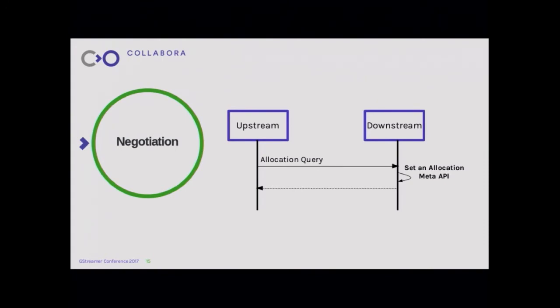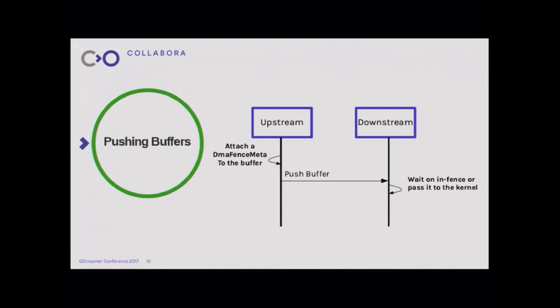So the allocation query gives you the ability to pass back a meta that says, oh, I support that. And then upstream can say, okay, I have a kernel that gives me fences, but I don't need to wait on fences before pushing the buffer. I can just send that. And I could attach the DMA fences. I could create, as an example, a DMA fence meta and attach that to the buffer and push it downstream with the assumption that because downstream supports that, it's going to work.